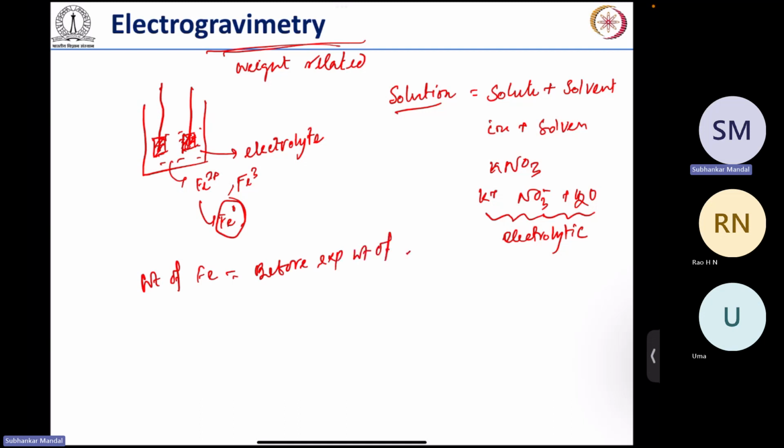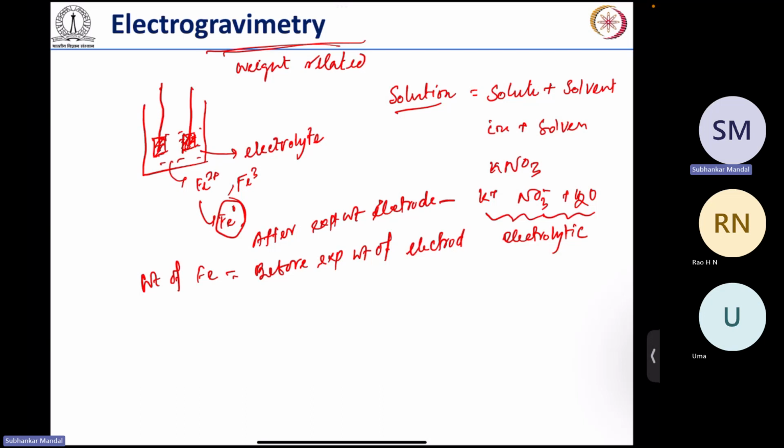and after the experiment, the weight of the electrode. If you subtract the weight before the experiment from the weight after the experiment, then you will get to know how much iron is deposited on your electrode surface. That you get to know from the electrogravimetric method.